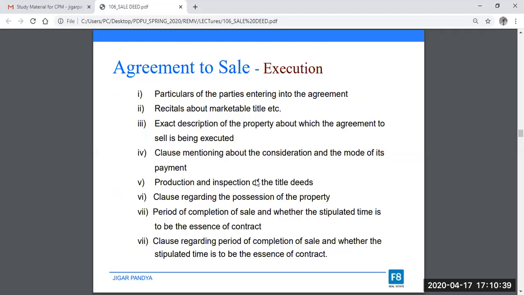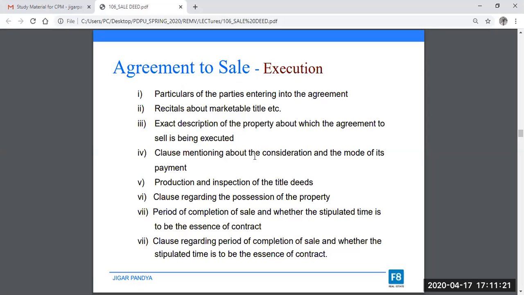Now, how do you execute an agreement of sale? What are the key aspects when it comes to execution of the agreement of sale? So, you need to mention all the particulars of the parties entering the agreement, like name, address, where they stay, things like that. You have to mention the marketable title of the property. You need to mention the exact description of the property that is being sold. You need a clause mentioning the consideration and the mode of payment.